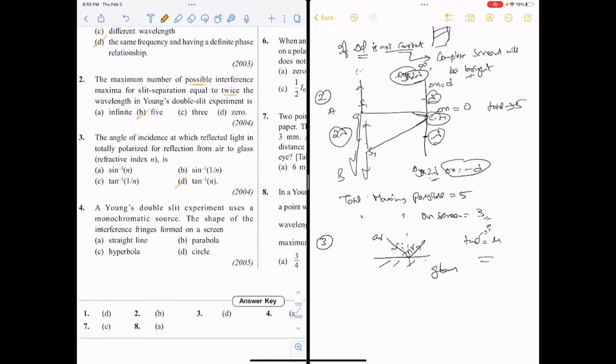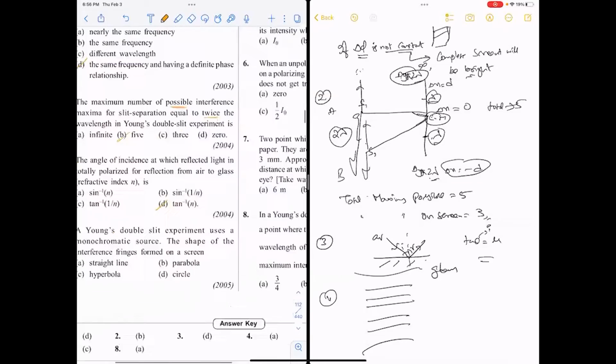Fourth one. A Young's double slit experiment uses a monochromatic source. The shape of the interference fringes formed on the screen: at the center, near the center line, they are straight lines. But basically, they are like hyperbolas when you go far. In your textbooks you can see that when it is near they are straight lines, and when you go far they kind of bend like this. Right?